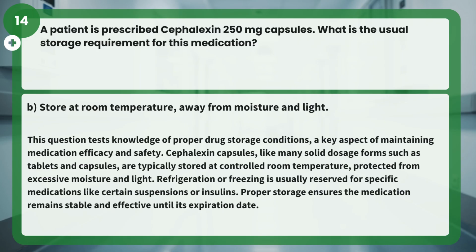Answer: B. Store at room temperature, away from moisture and light. This question tests knowledge of proper drug storage conditions, a key aspect of maintaining medication efficacy and safety. Cephalexin capsules, like many solid dosage forms such as tablets and capsules, are typically stored at controlled room temperature, protected from excessive moisture and light. Refrigeration or freezing is usually reserved for specific medications like certain suspensions or insulins. Proper storage ensures the medication remains stable and effective until its expiration date.